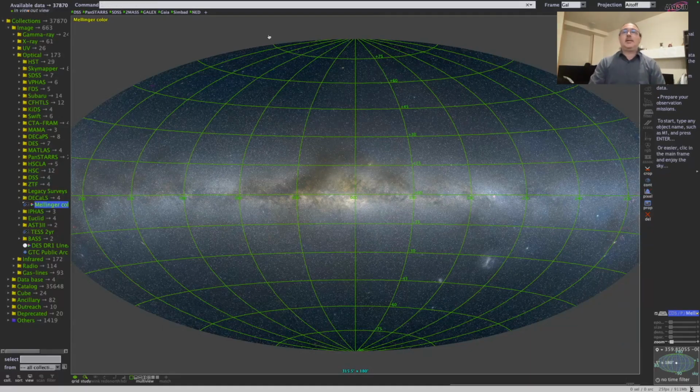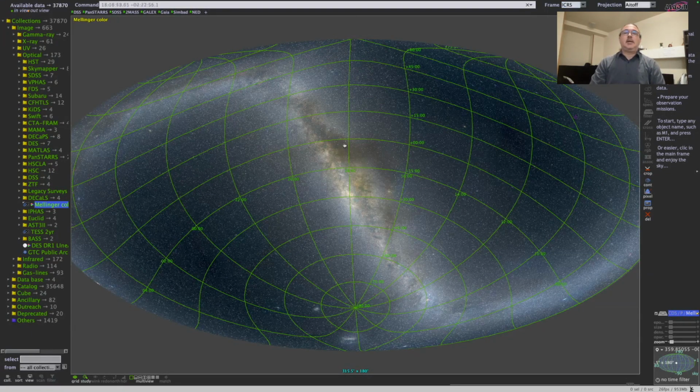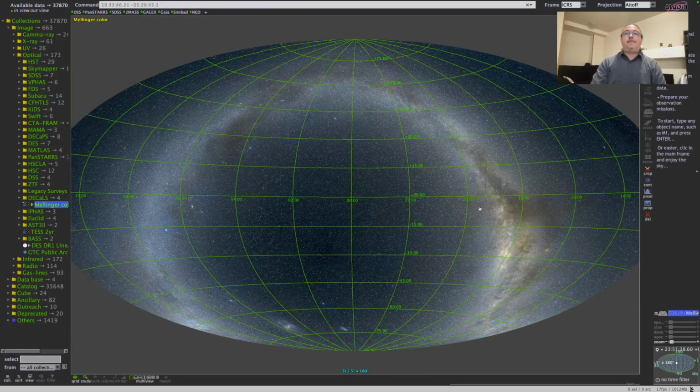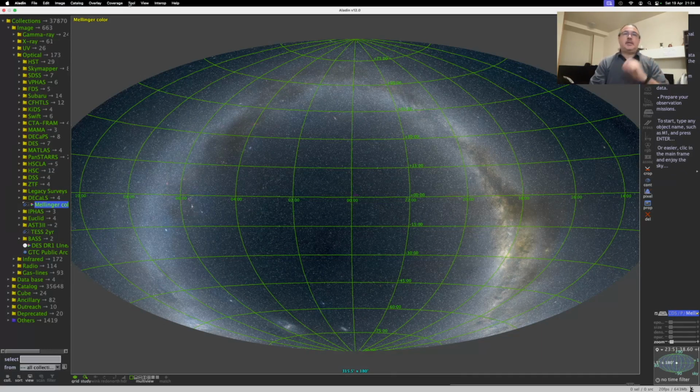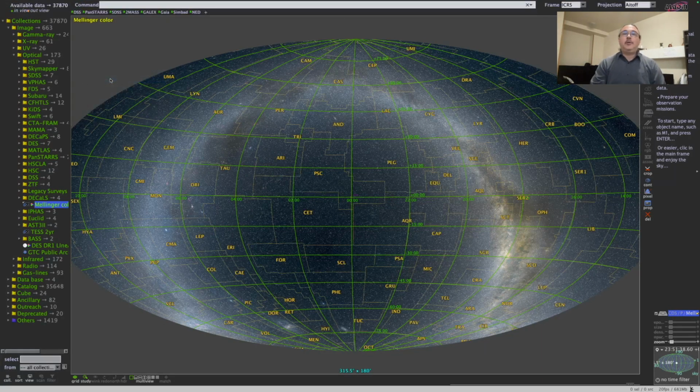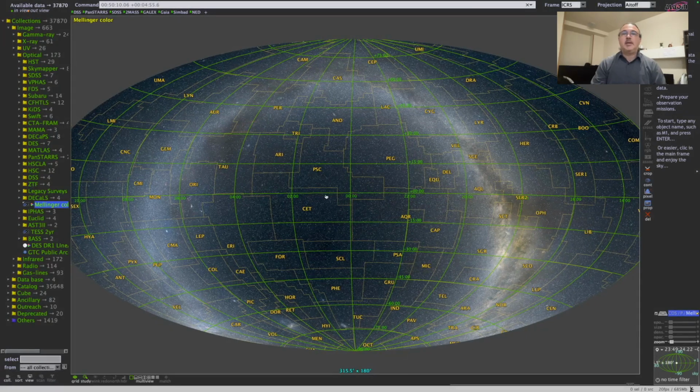If I now go back to Aladin, I'm trying to convince you that this is very much similar to what you just saw. It's actually flipped because of the way Python works. There is one third thing that I want to show you. And for this, I need to show you the constellations.